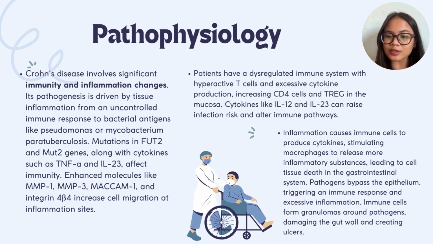Inflammation causes immune cells to produce cytokines, stimulating macrophages to release more inflammatory substances, leading to cell and tissue death in the gastrointestinal system. Pathogens bypass the epithelium, triggering an immune response and excessive inflammation. Immune cells form granulomas around the pathogen, damaging the gut wall and creating ulcers.